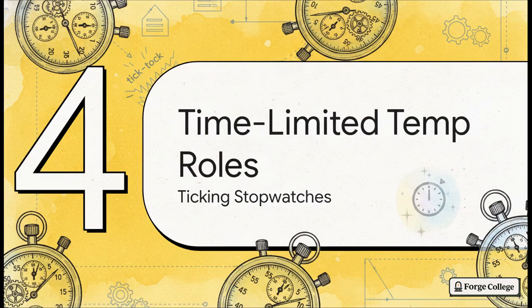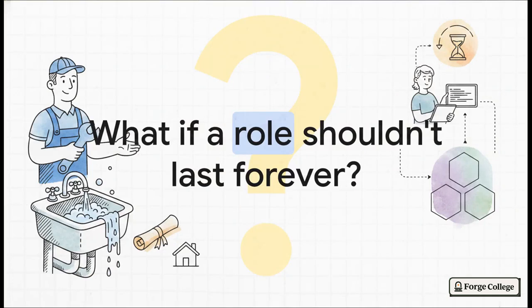Okay, Section 4, time-limited temp roles. It is time to add a ticking stopwatch to our blueprint. So think about it. What if a role just shouldn't last forever? I mean, if you hire a plumber to fix a leak in your sink, you don't hand them the permanent deed to your house, right? Similarly, if we only want someone to have smart contract access for, say, a few hours to run one specific script, we have to invent a temporary delegation feature.